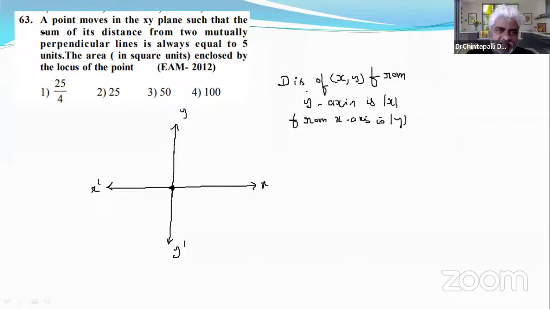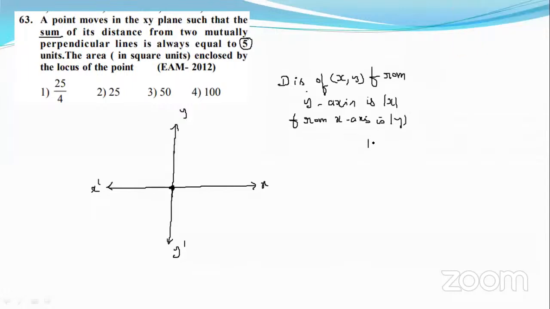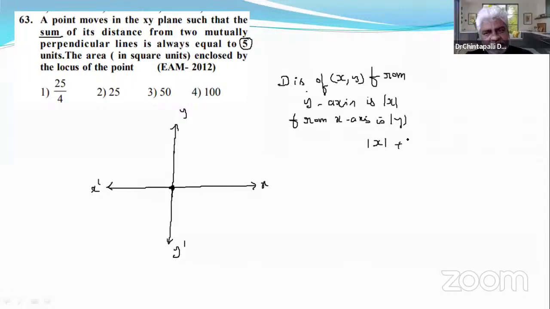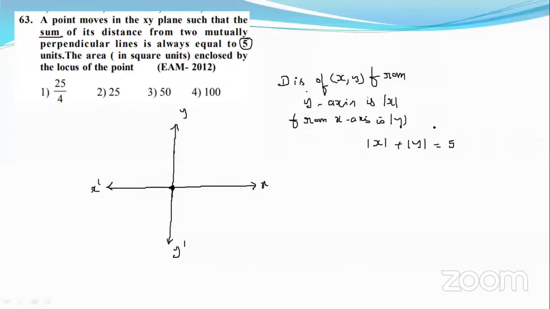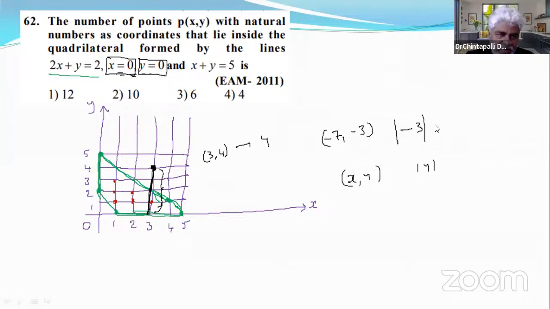You see, the sum of the two distances is equal to 5. Means mod x plus mod y equals 5. Right? Okay, let's take the previous example.